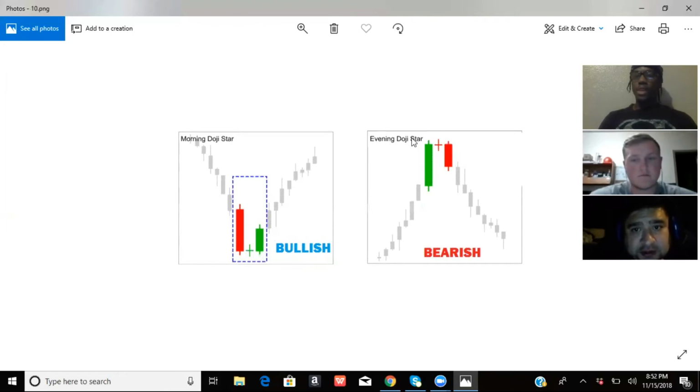Same thing up here. Evening. Yeah, just like you said it would. Right, exactly. So like I said, they call this the evening doji star, which is a bearish move down.